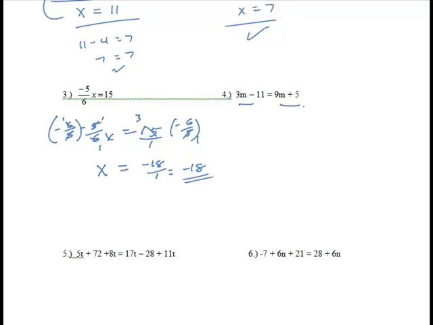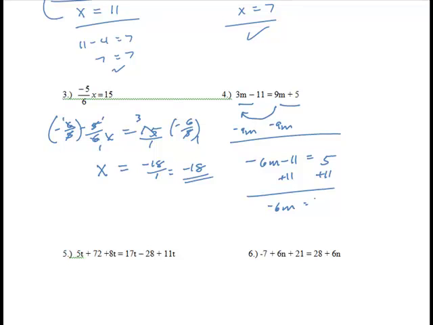But now step number 2, we need to get all the variables on one side. So as I said, I'm always going to get them on the left-hand side. So a positive 9m, I'm going to move to the left, subtract 9m from both sides. That leaves me negative 6m minus 11 is equal to 5. And step number 3, get that variable m by itself. Begin by getting rid of any addition or subtraction. Add 11 to both sides. Negative 6m is equal to 16. And finally divide both sides by negative 6. So m is equal to negative 8/3.